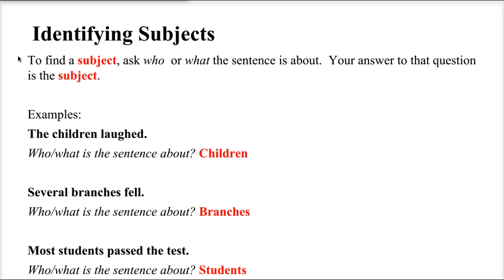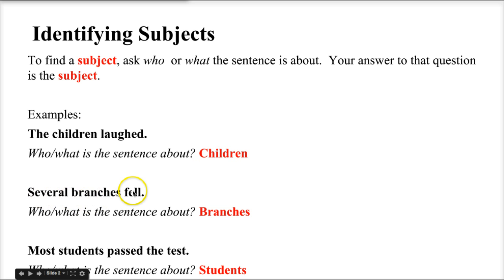When you have a sentence and you want to find the subject of that sentence, the question that you're going to want to ask is, who or what is this sentence about? And then your answer to that question is going to be the subject of the sentence. So if we look at these examples here below, the children laughed, and we ask ourselves, who or what is the sentence about? The answer is children, as you see here in red.